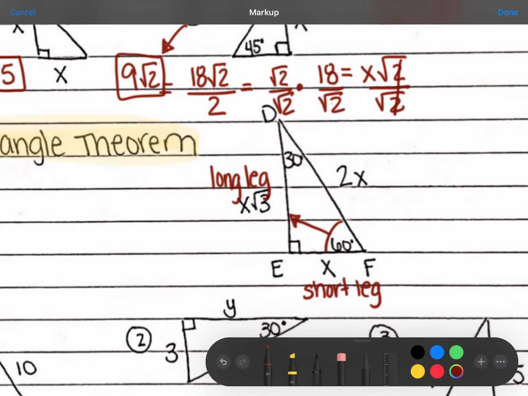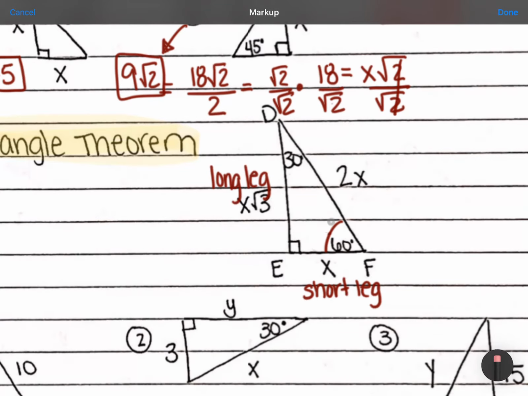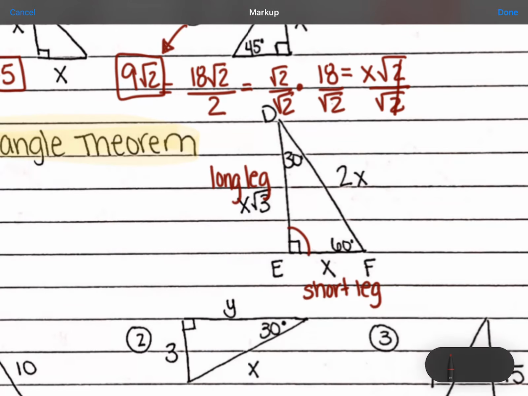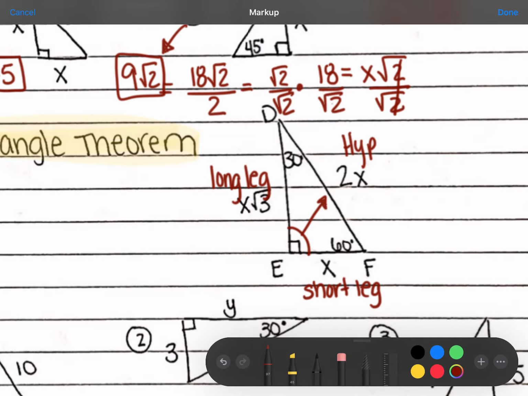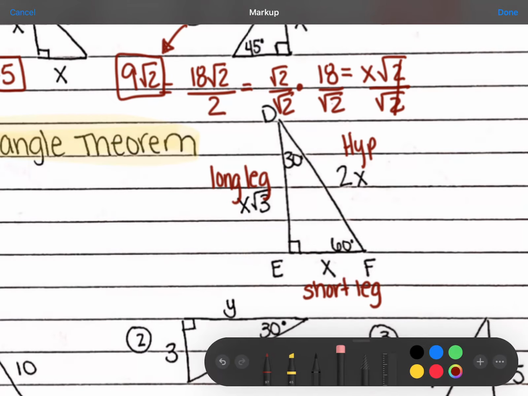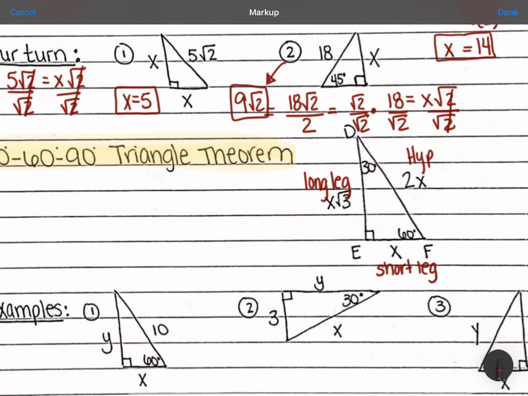And then, of course, across from the 90 degrees, we have what is called the hypotenuse. So we always know across from the 90 degrees is going to be the hypotenuse. So when I'm talking about short leg, long leg, or hypotenuse, hopefully you know which side I'm referring to, because that's going to be important knowledge there.